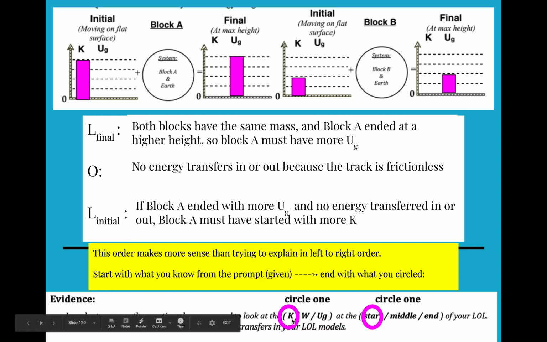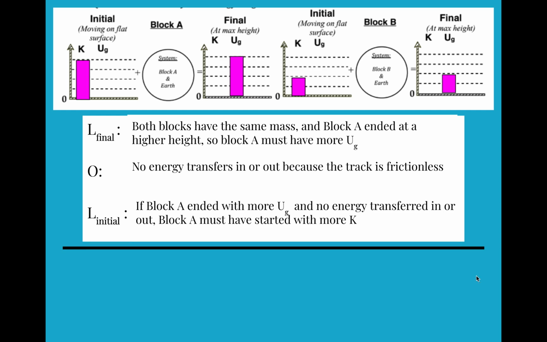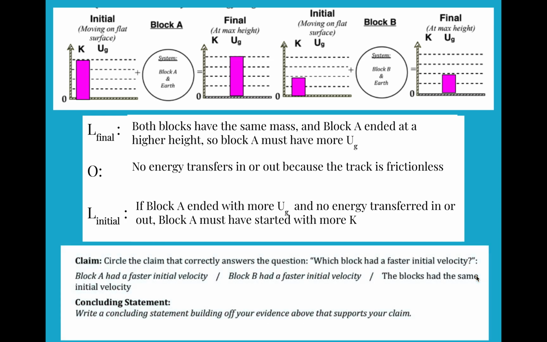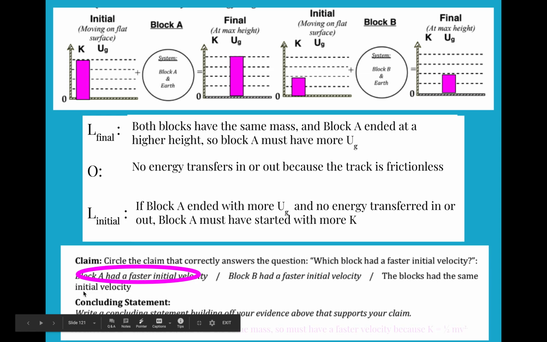So I'm ending with talking about the kinetic energy at the start. Now I can finish my explanation by circling the right claim and writing my concluding statement. My question is asking which block had the faster initial velocity. And I can tell if I have more kinetic energy with the same mass, then block A must be the block with the faster initial velocity. My concluding statement should include all those parts.